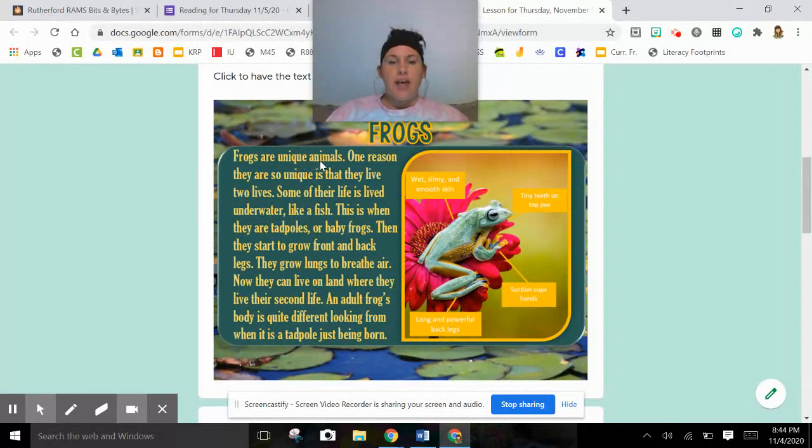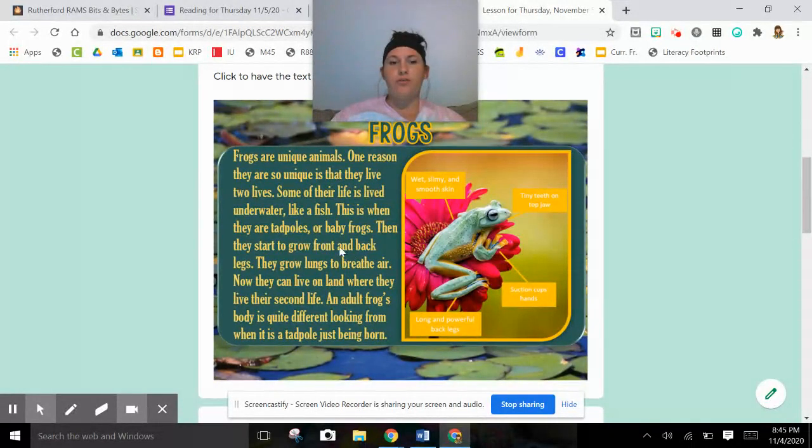Frogs are unique animals. One reason they are so unique is that they live two lives. How many lives? Two lives. Some of their life is lived underwater like a fish. This is when they are tadpoles or baby frogs. And you guys have probably seen them. They're like little bitty balls with the tail on the back of them. There's no legs. They don't have any lungs, so they can breathe underwater like a fish.